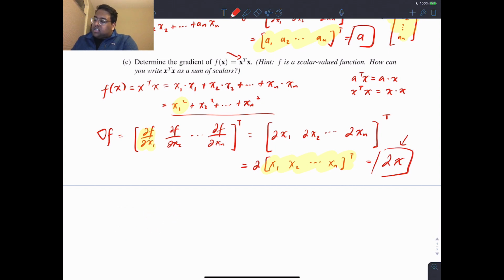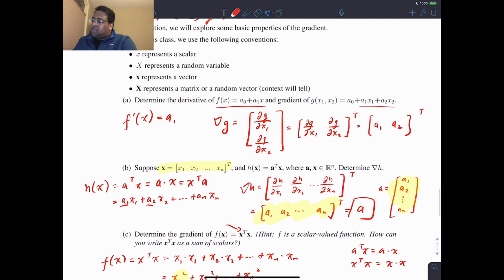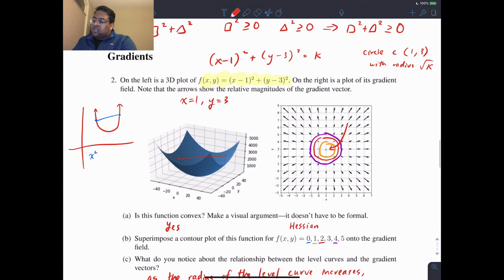So we've shown that the gradient of x transpose x is 2x. We did the same for part B and part A. That wraps up the gradient section of the discussion, and that actually wraps up the entire worksheet. Feel free to post on Piazza if you have any clarifying questions.